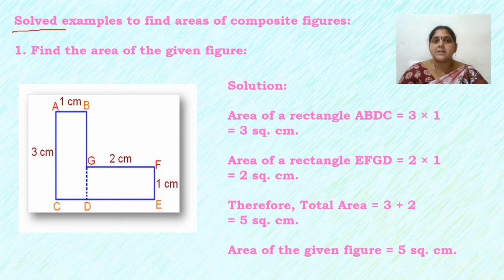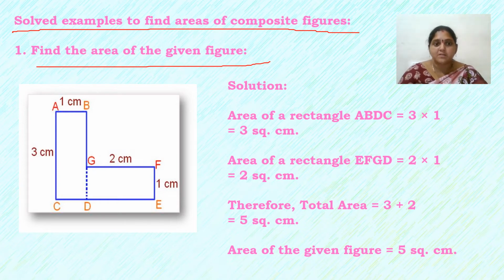Now, solved examples to find areas of composite figures. Find the area of the given figure. If you observe the picture here, it is in the shape of L, right? So, the length of this is 3 centimeters. Here, the breadth is not given. Here, the length is given as 1 centimeter. First, suppose how you are going to divide this. You are going to divide this into one rectangular bit this side and the other rectangular bit this side.